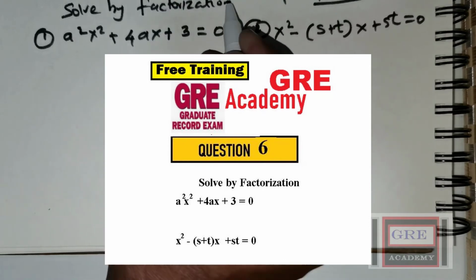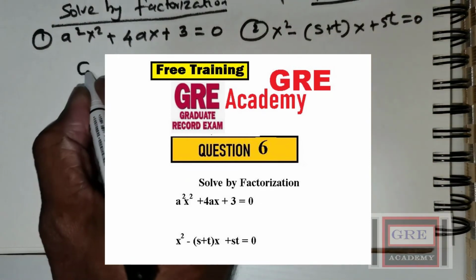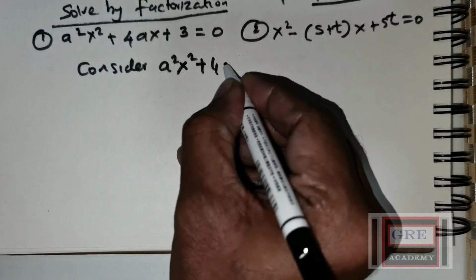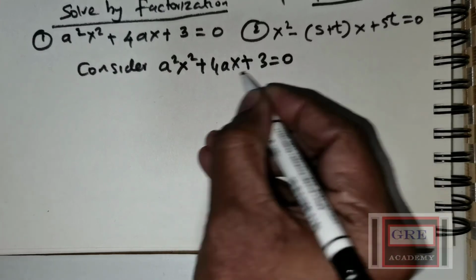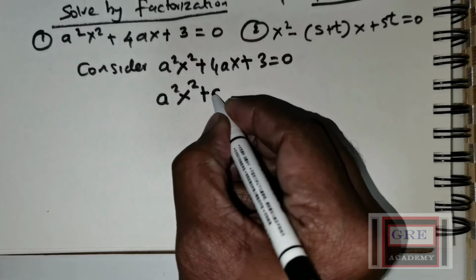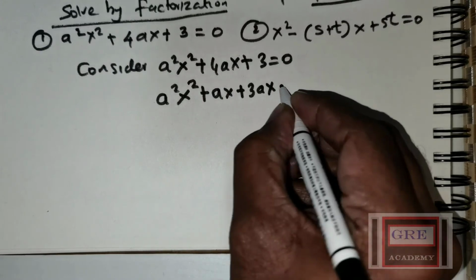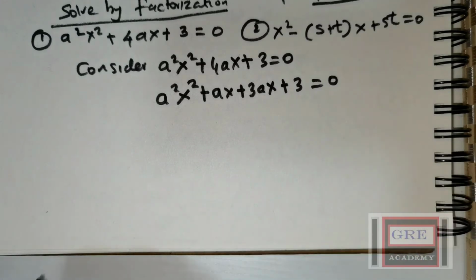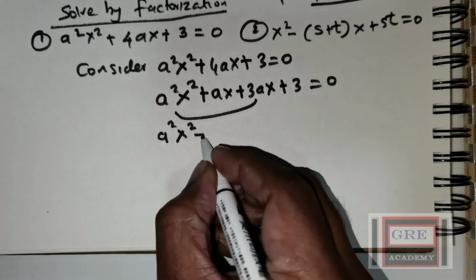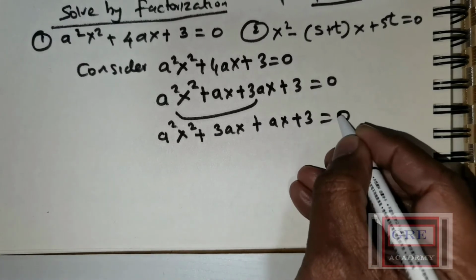So let us see how we can achieve the solution. Consider a squared x squared plus 4ax plus 3 is equal to 0. I can rewrite this as a squared x squared plus ax plus 3ax plus 3 is equal to 0. I'm going to club 3ax with a squared x squared and rewrite it as a squared x squared plus 3ax plus ax plus 3 is equal to 0.